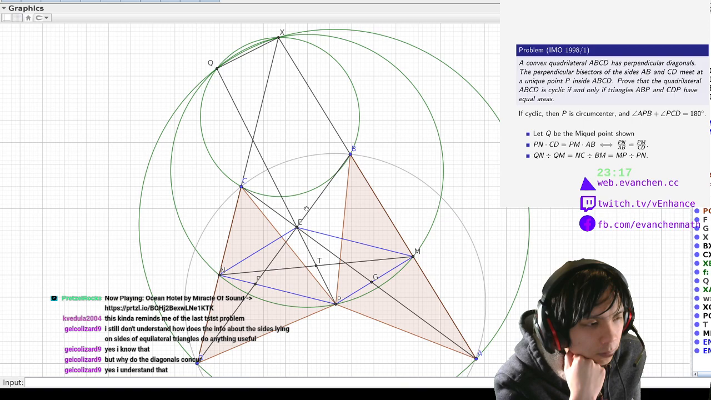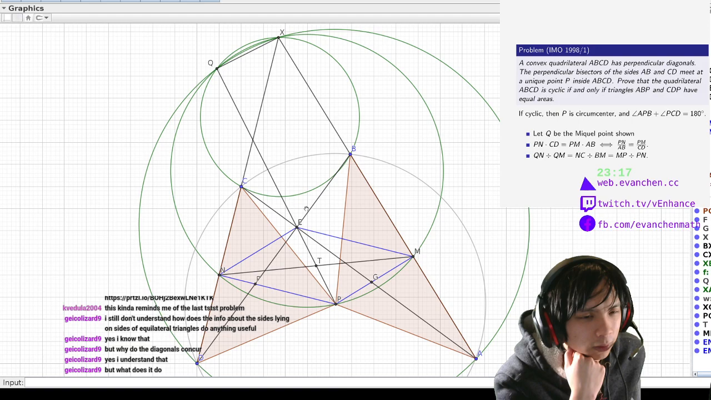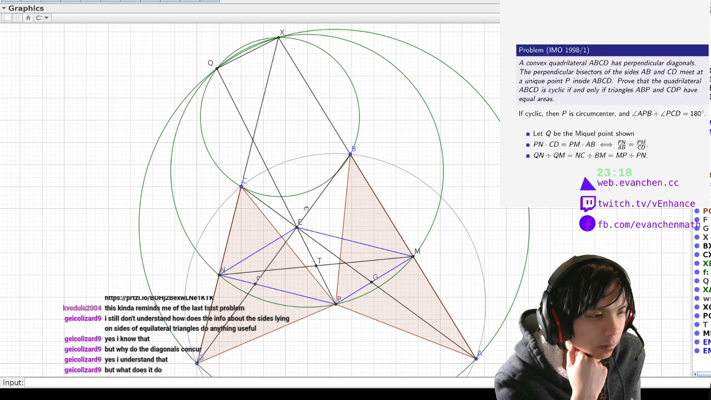What does it do? I think you should just look at the solution on my website. At this point, you're definitely just not seeing it, and I'm trying to just tell you the solution, so look at the nice write-up.